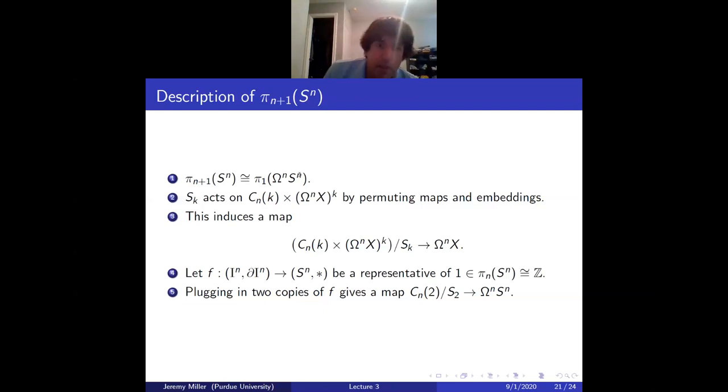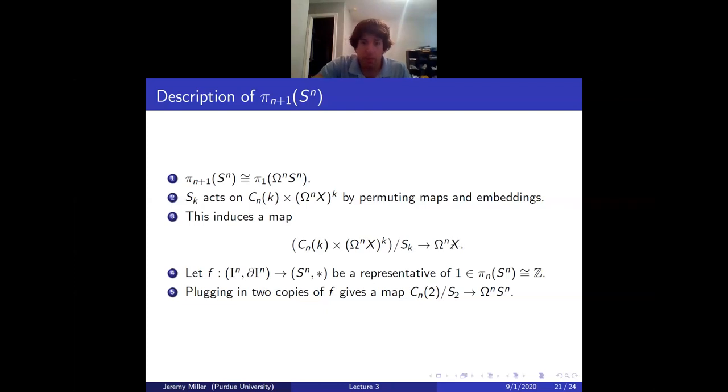Okay, so the next comment is that Sn acts on the space of cubes, and it acts on loops n X to the k. So the k cube space is k different embeddings, so it can permute the embeddings, and here it's k different maps, it can permute the maps. And so if you quotient by the diagonal action, we end up still getting a map to loops n Sn.